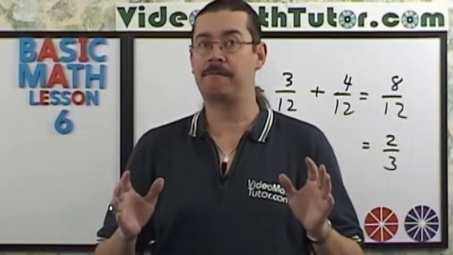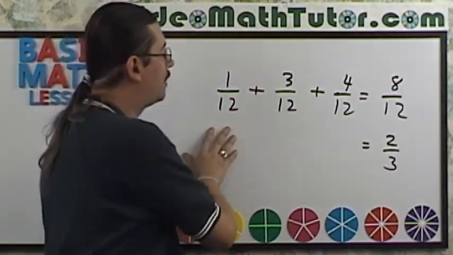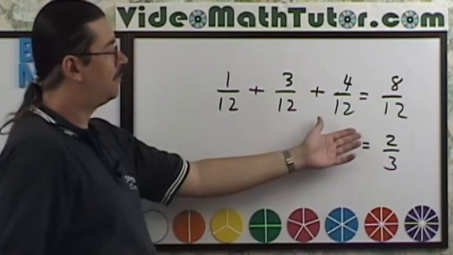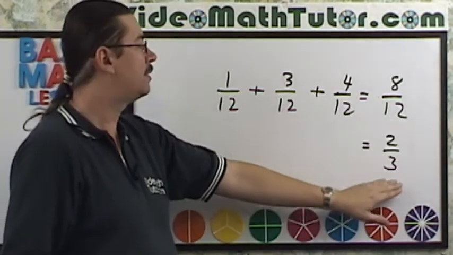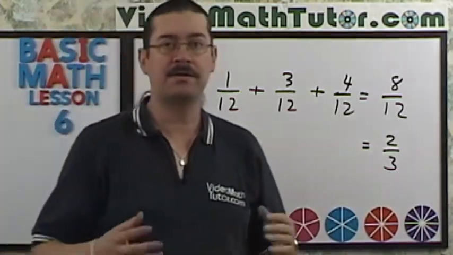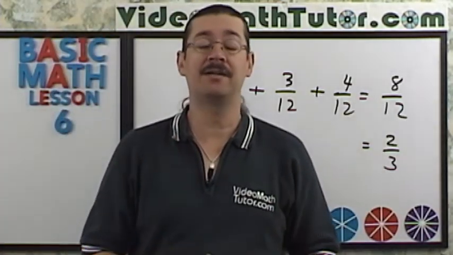So mathematically we have the following. We have 1/12 plus 3/12 plus 4/12 gives us a total of 8/12, which of course can be reduced to 2/3. So to answer the question, 2/3 of the rectangle is shaded.